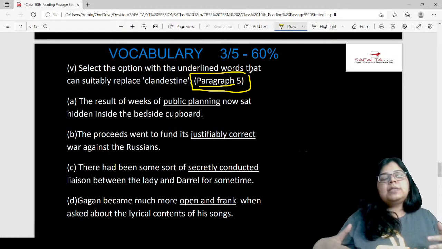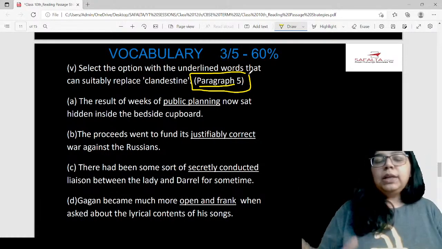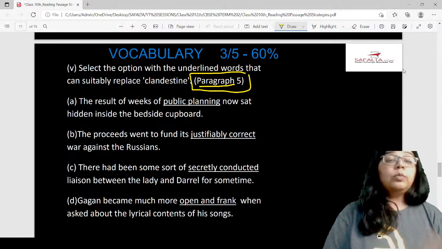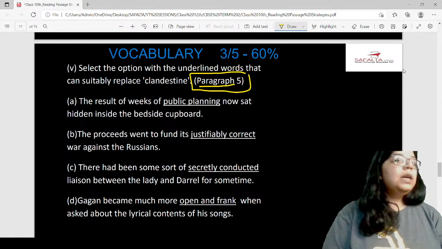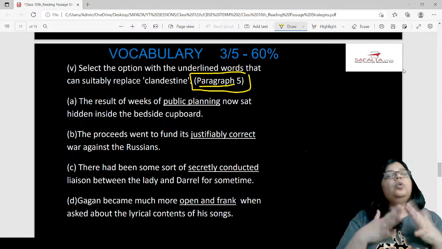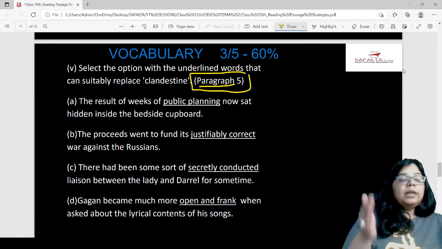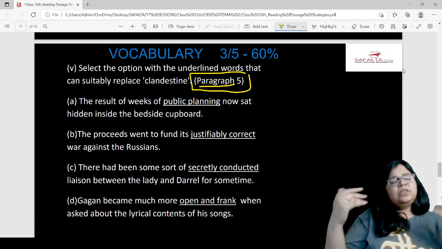And in my past experience, I know that either it is a synonym or it is an antonym, something on those lines. What am I going to do? I'm going to go back to paragraph 5 first and try and understand its meaning. Now, if I don't know the meaning of clandestine, I'll get very scared and I'll be like, oh, I can't do this. My advice here is please attempt it, because there's no negative marking in CBSE. So even if you go wrong, it's all right.